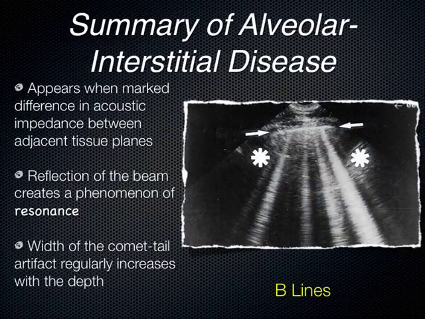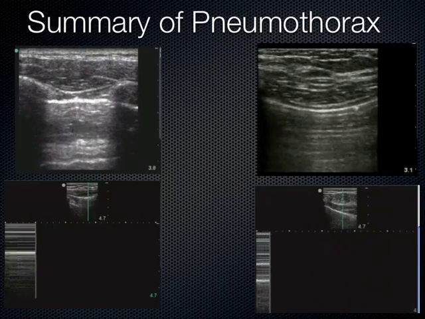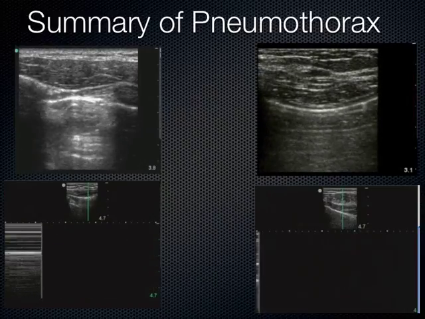Reminder that the comet tails are an artifact. They're just because there's resonance set up at that interface between air and water, that sound wave just reverberates infinitely and creates this vertical artifact. And pneumothorax, a reminder before we go to our models, that sky, ocean, beach, and sliding is what we're looking for in a normal lung. Lack of sliding and barcode, and definitely lack of B lines, is what we expect to see in the pneumothorax.